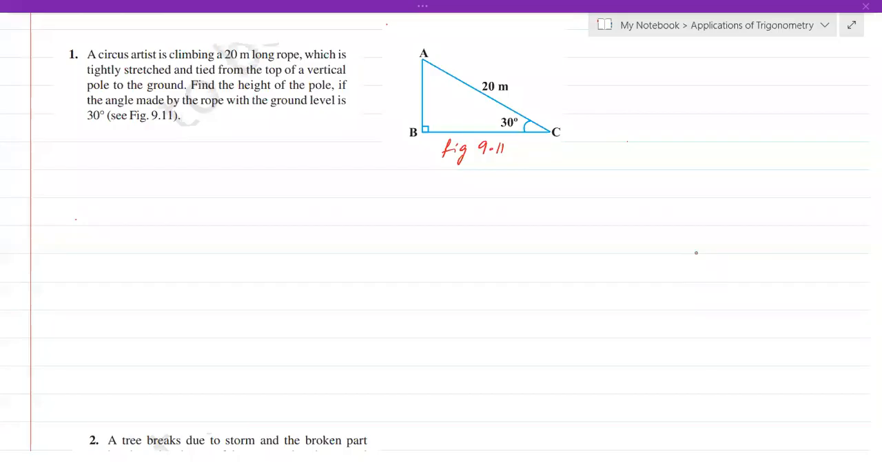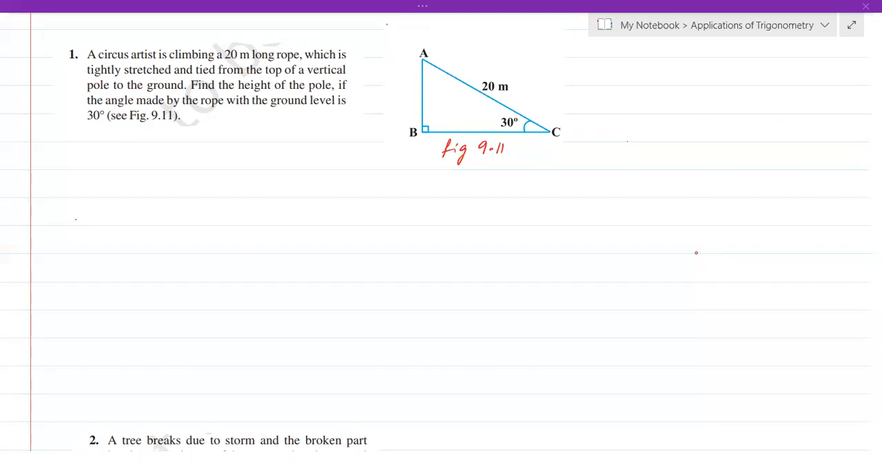Hello students. So in this video, let's start with the problems based on applications of trigonometry. So in the previous video, we have discussed angle of elevation and angle of depression. Angle of elevation is formed whenever a person is watching something above. If the person is watching something below, then we say angle of depression is formed. Okay, and we also discussed when to use which ratio.